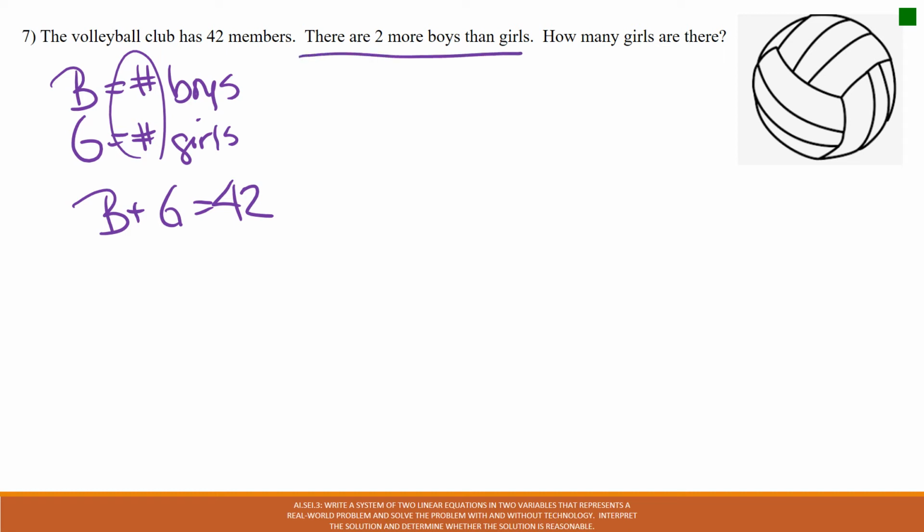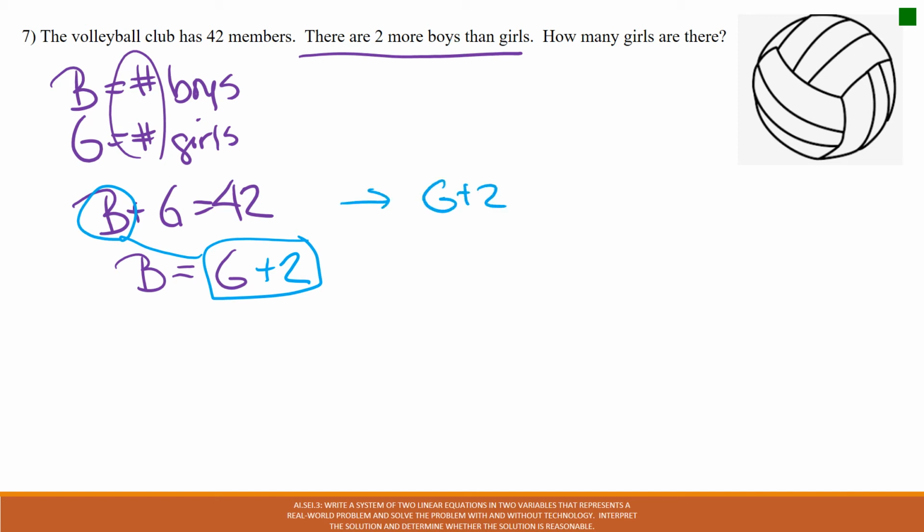This is that same thing. There are 2 more boys than girls. So if I set boys and girls equal to each other, which are there more of? There's 2 more boys. So in order to make them equal, I have to add 2 to the girls. I'm going to take that and substitute it in for B up here. So G plus 2, that's my B, plus G equals 42.